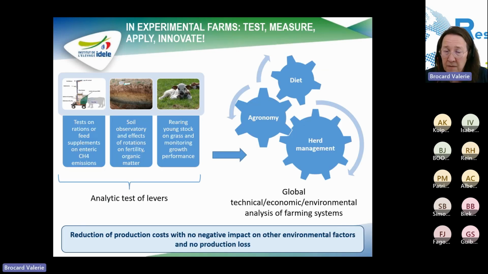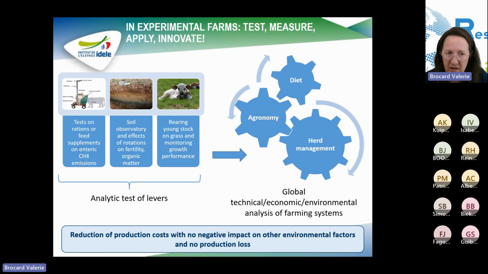How can experimental farms be involved in this program? Well, in experimental farms, we can test some specific analytic levers to decrease the carbon footprint, but we can also implement a global production system which will be consistent in terms of technical, economic, and environmental results. Implementing analytic levers on an experimental farm is much easier, of course, than on commercial farms.